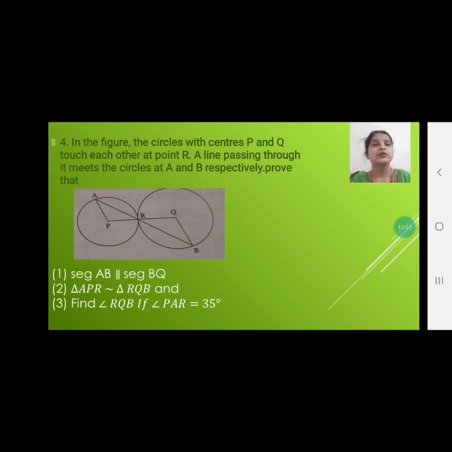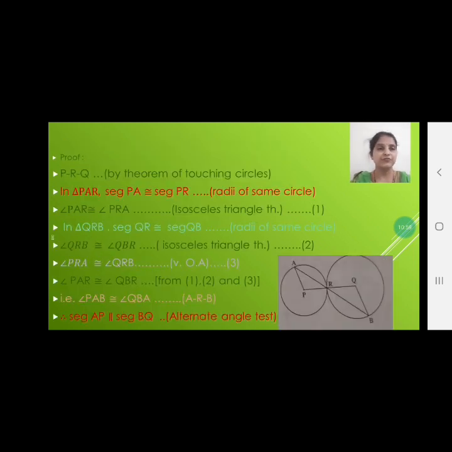So here we begin with our proof. Very first, observe the figure. When you observe the figure, you see that P, R, Q are collinear, and R lies between P and Q. Now observe the circle with center P. What do you observe? That PA is equal to PR. Why are they equal? Because they are radii of the same circle.